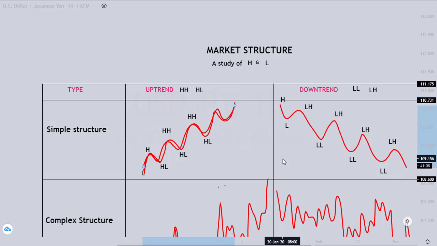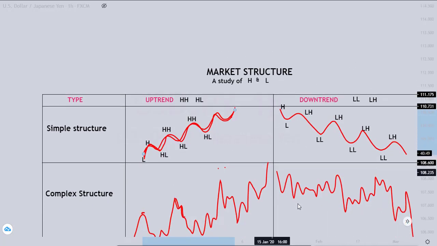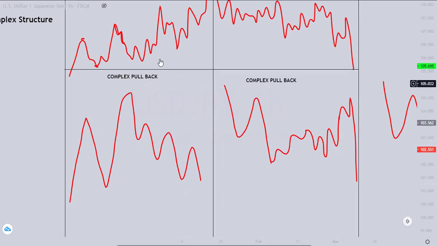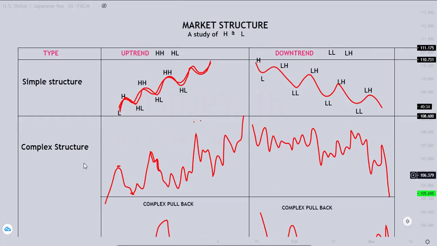But this time I'm going to break down everything so that you guys can start looking at the market in a different way. So what do we mean by a complex structure, and what do we mean by a complex pullback? As you can see here, this is an example of what we call a complex pullback. This is a complex pullback for bullish and bearish, and this is a complex structure for bullish and bearish market structure.